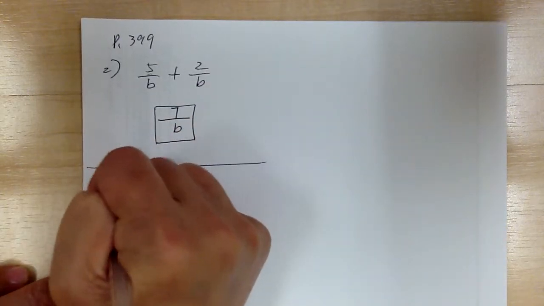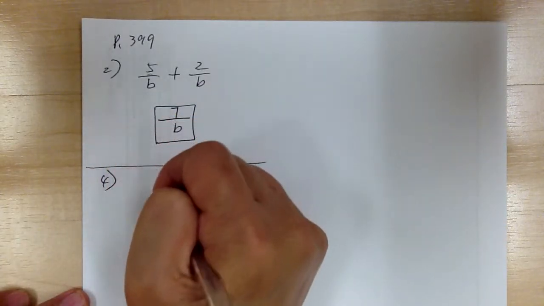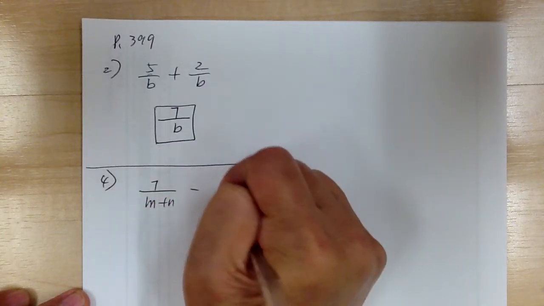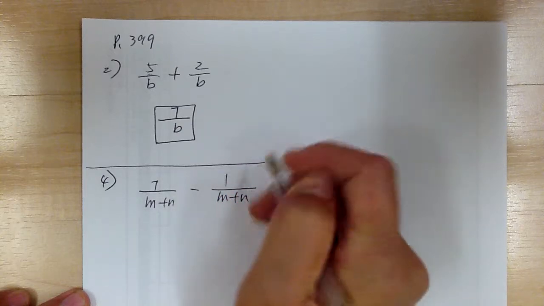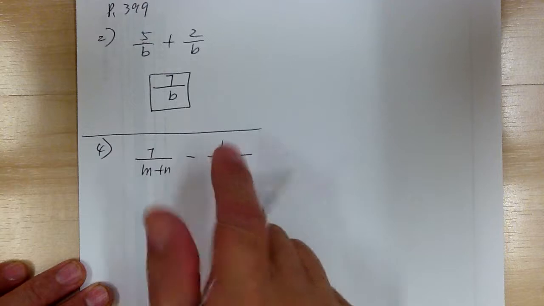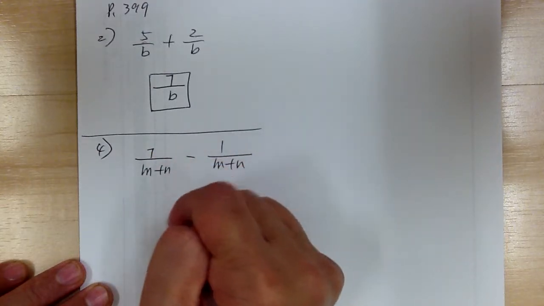Okay, number 4. You have 7 over m plus n minus 1 over m plus n. So you can check your common denominators. They are the same, so you can go and perform. So 7 minus 1 will give you 6.